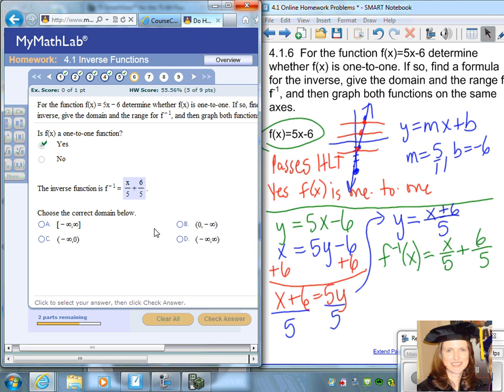Now we want to find the domain. The domain for our inverse function, this is also a linear function, and you can sketch this by using the slope and y-intercept. And you can also sketch this by reversing the order of any points that are on your function and the inverse.